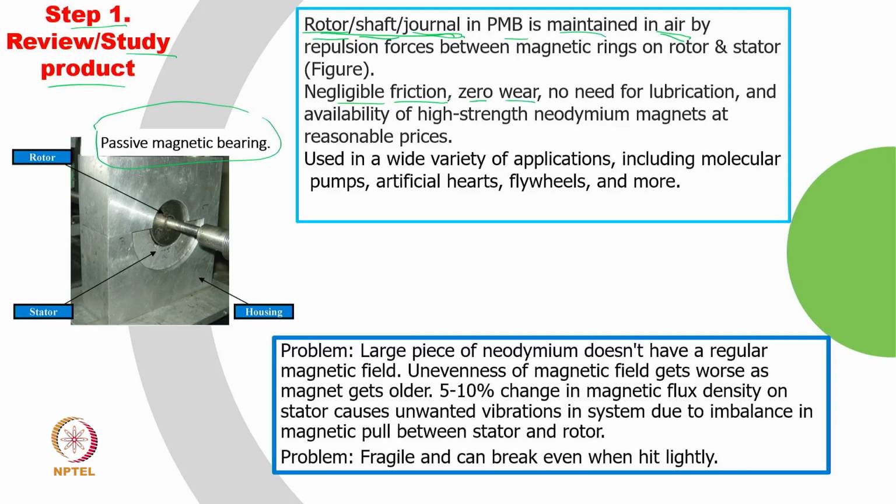There should not be any contact between the two surfaces, the reason being we are assuming that there will be a strong repulsion force between the magnetic surfaces. What are those magnetic surfaces?